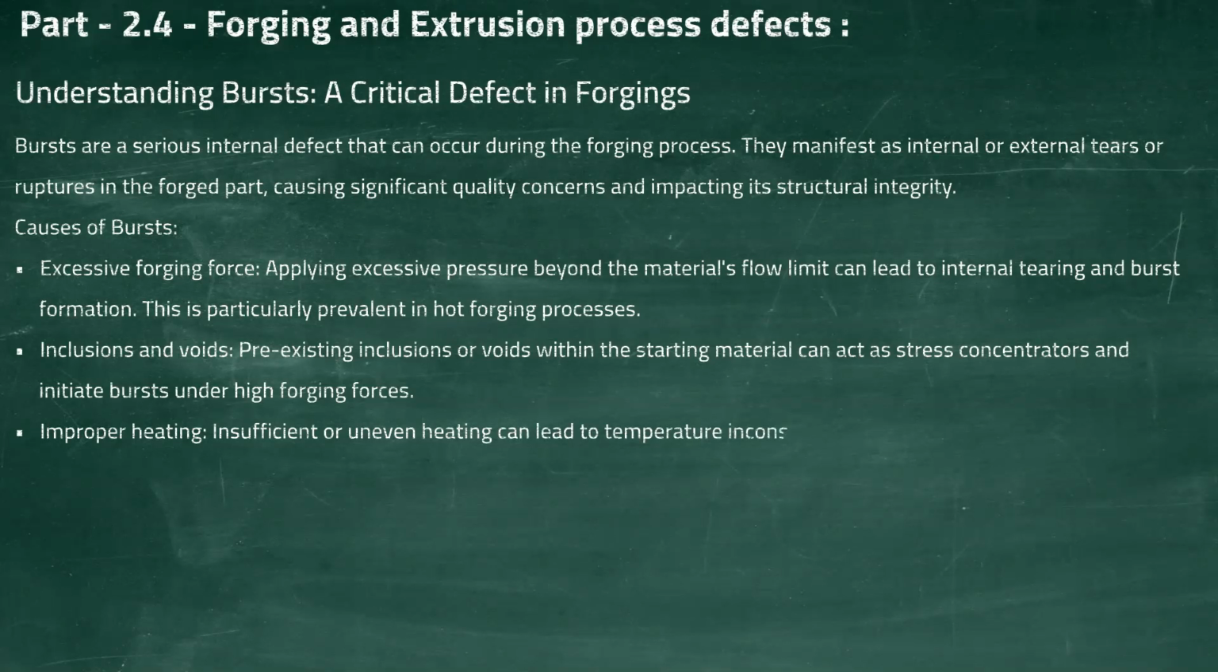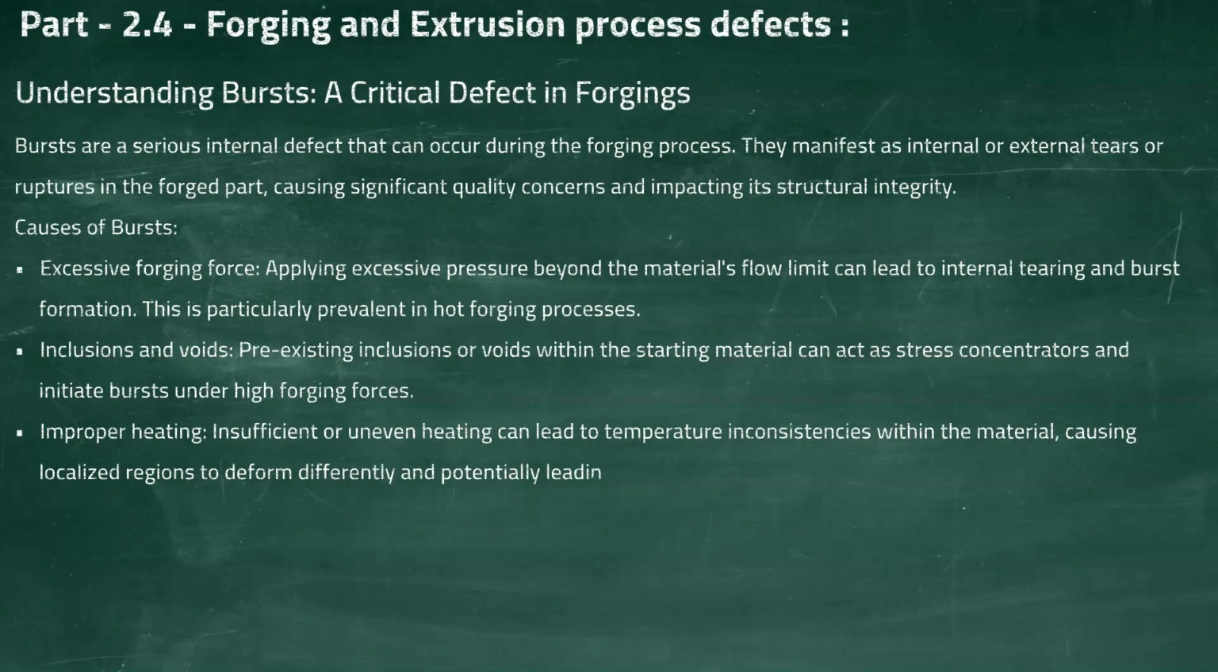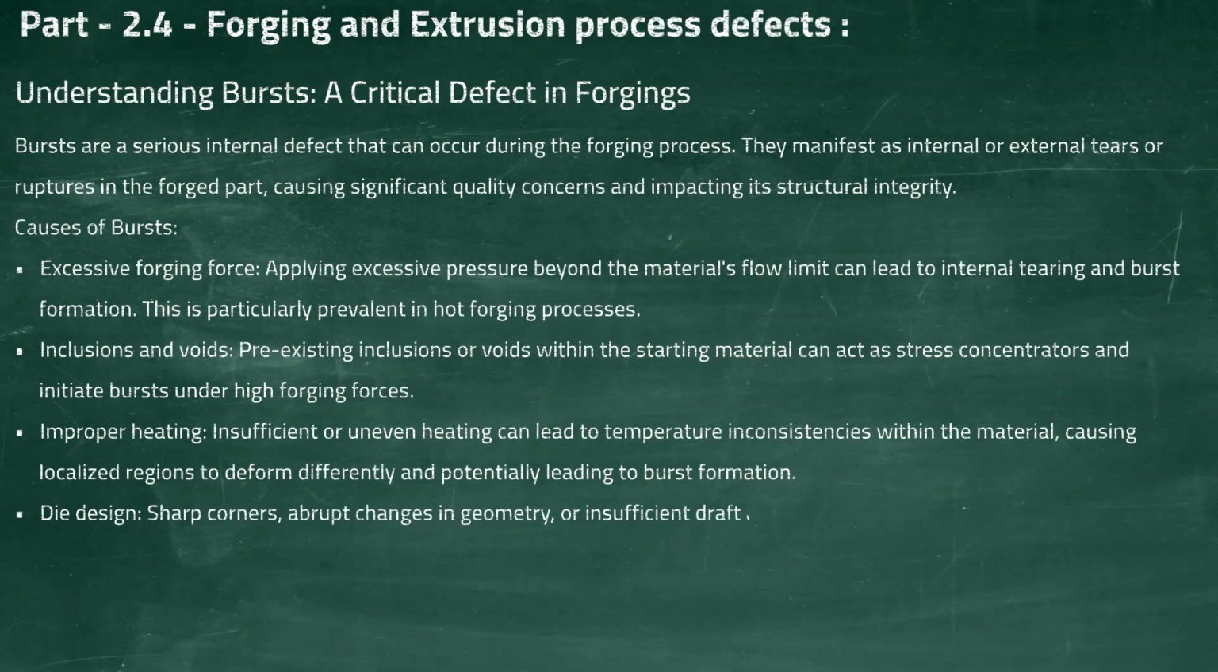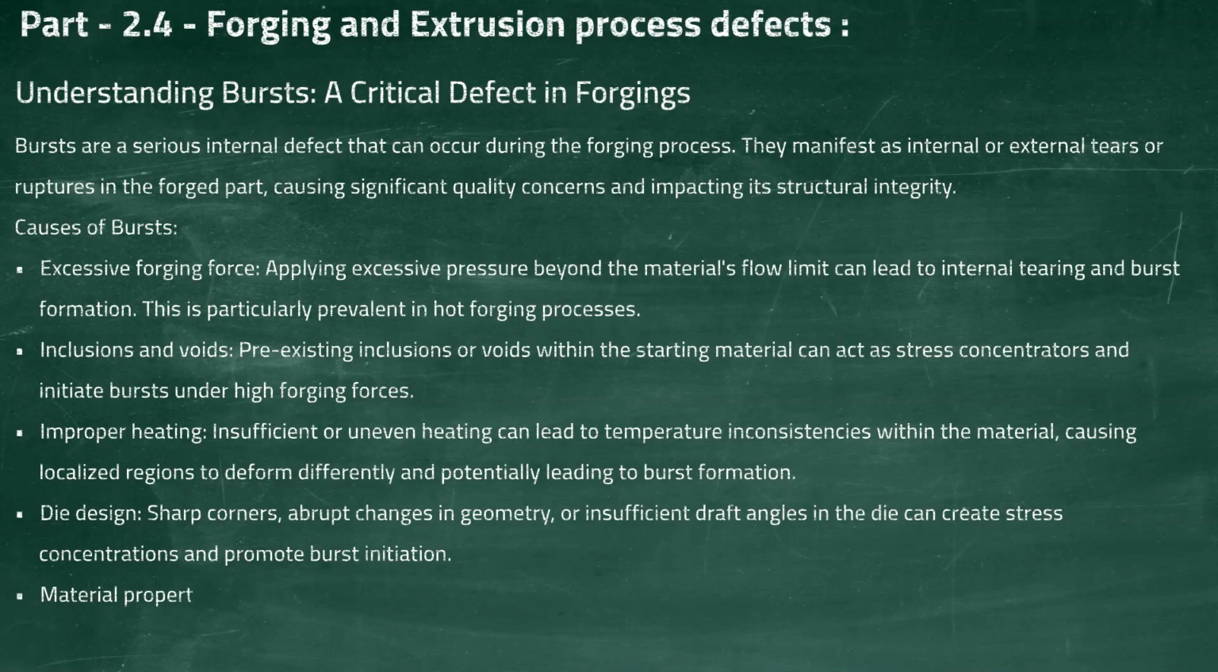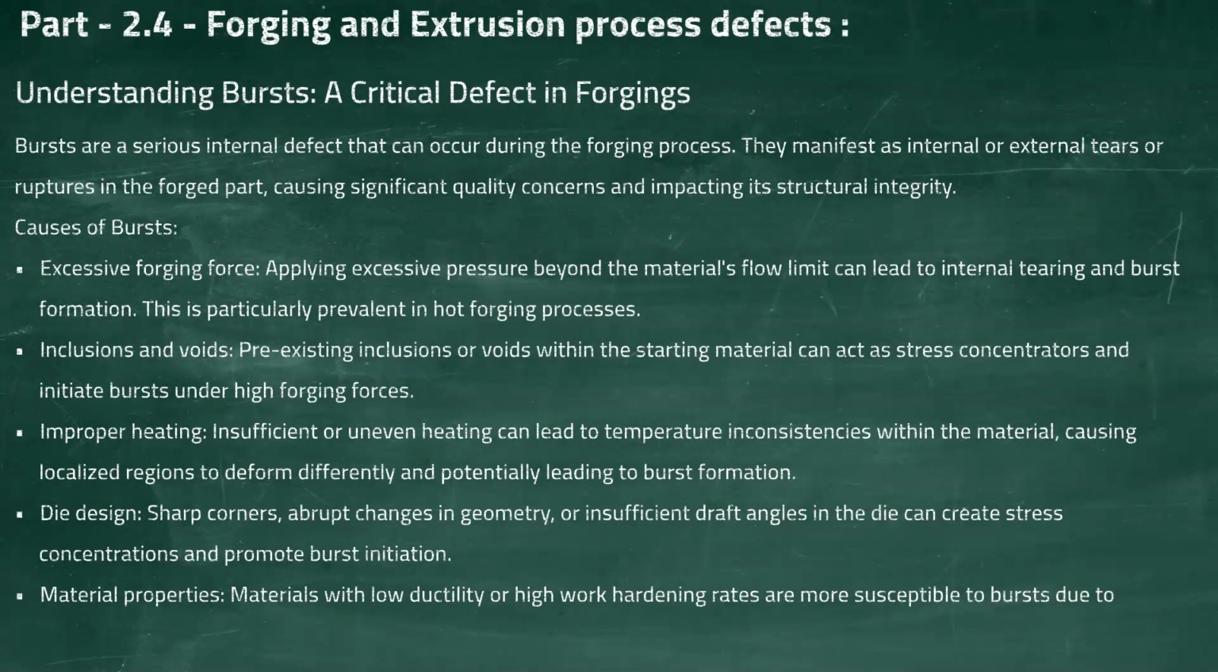Improper heating. Insufficient or uneven heating can lead to temperature inconsistencies within the material, causing localized regions to deform differently and potentially leading to burst formation. Die design. Sharp corners, abrupt changes in geometry, or insufficient draft angles in the die can create stress concentrations and promote burst initiation. Material properties. Materials with low ductility or high work hardening rates are more susceptible to bursts due to their limited ability to deform uniformly under high pressures.